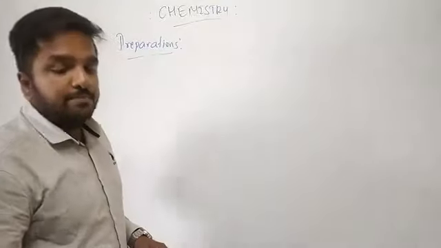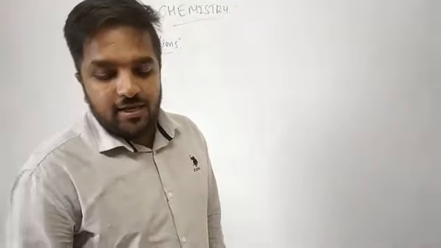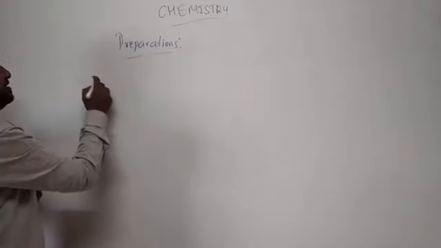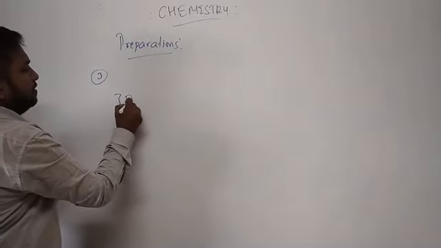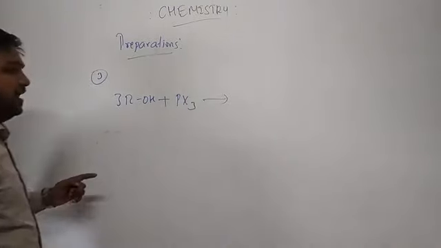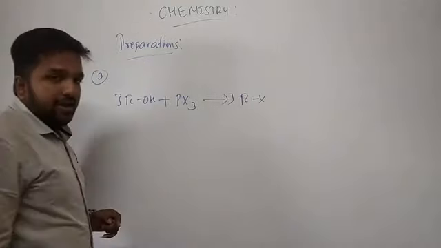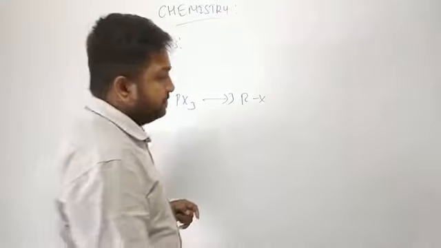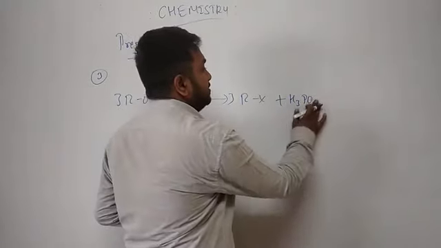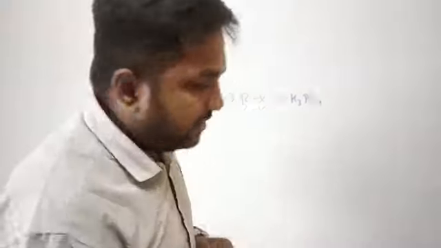And next, we can prepare alkyl halides by using alcohol by treating it with phosphorus trihalide. Let's check that. When it is treated with phosphorus trihalide, the same thing forms: RX with the liberation of phosphorus acid, H3PO3. Here, it is also one more method of preparation.